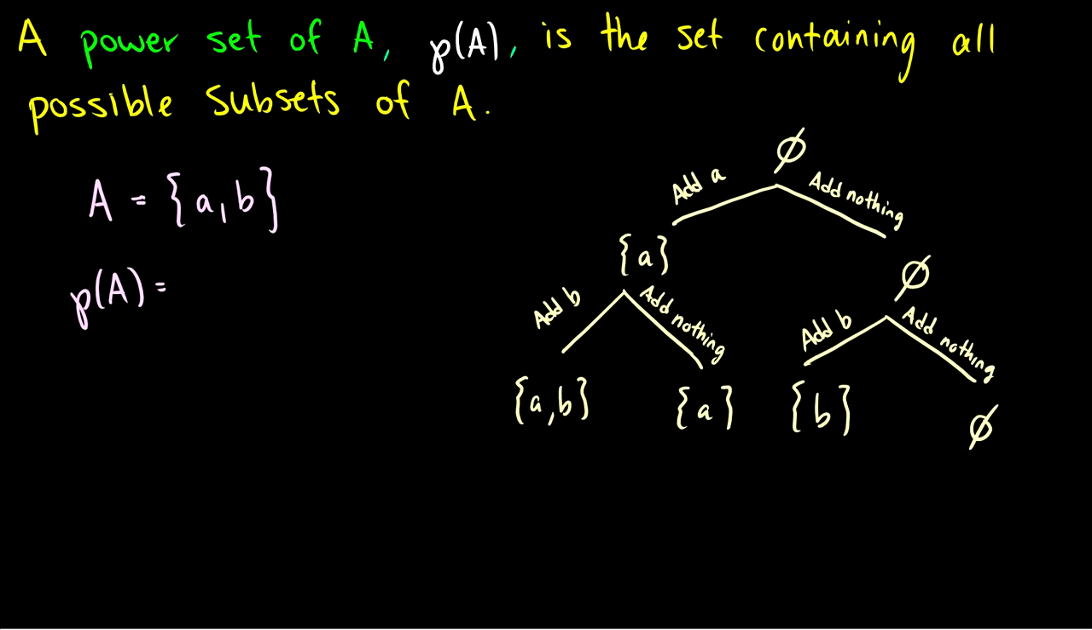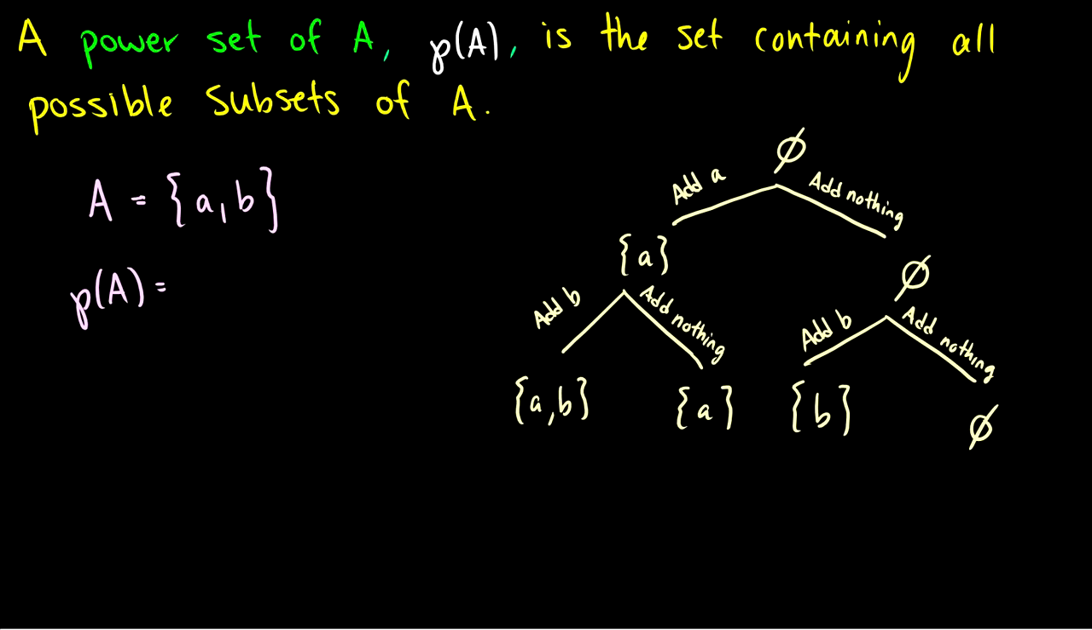Okay, so now that we have a rough idea of what subsets are, we can now talk about power sets. So the power set of A, with this little P, is the set containing all possible subsets of A. And this can be a little bit of a confusing concept to wrap your head around at first. Let's figure out how to generate all possible subsets first. This is how I like to think of it.